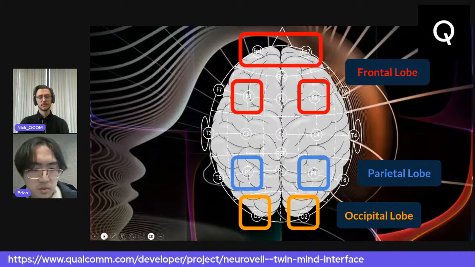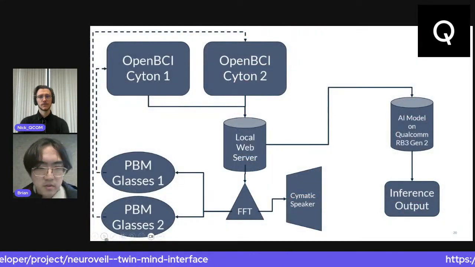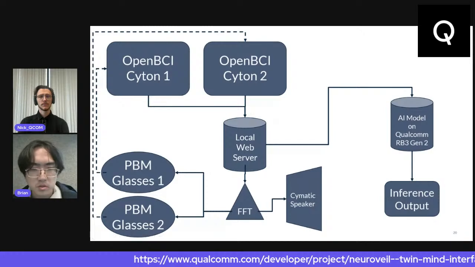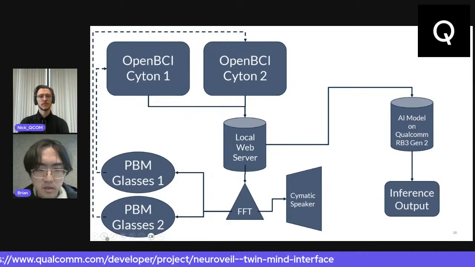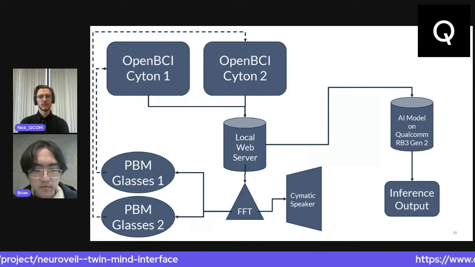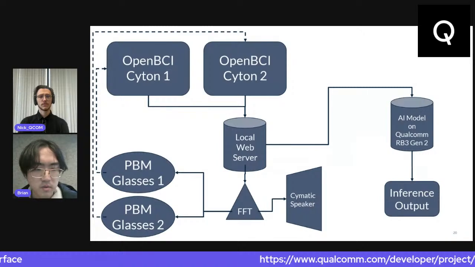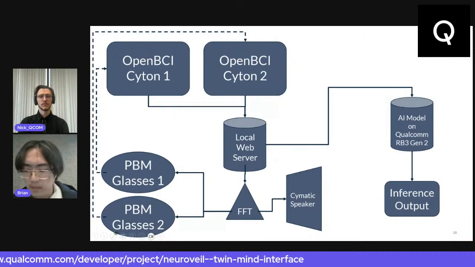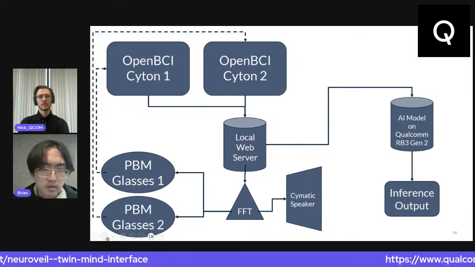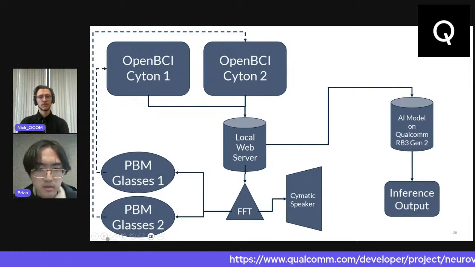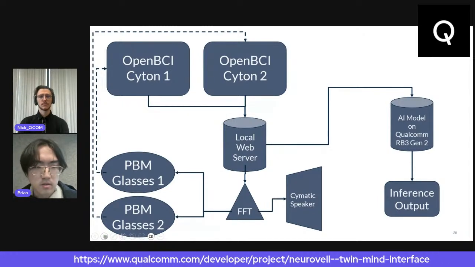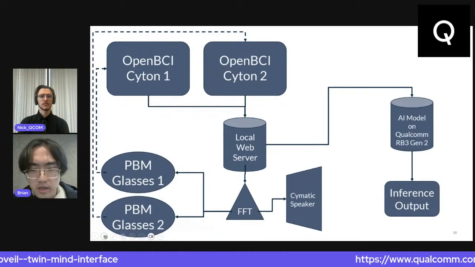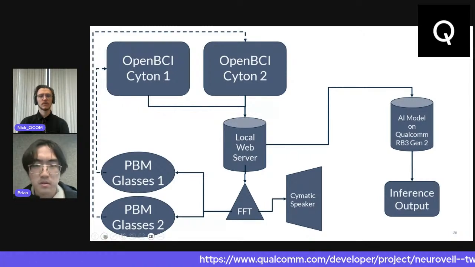And then this was all fed into the system, which is on the next slide. We have the 2 Cytons here. That is the OpenBCI data receiver. We collect 2 streams of data from the 2 users wearing the glasses in that picture. This gets sent to a web server, which does a fast Fourier transform. It's an analysis to get a frequency out of the brain data, which is then sent to the photobiomodulation glasses to flash at that new frequency calculated from the fast Fourier transform and the raw brain data. This data is also sent to the cymatic speaker to show that resonance pattern if they do manage to synchronize at the same frequency. And this data is also sent to the AI model on the Qualcomm RB3 for inference output.